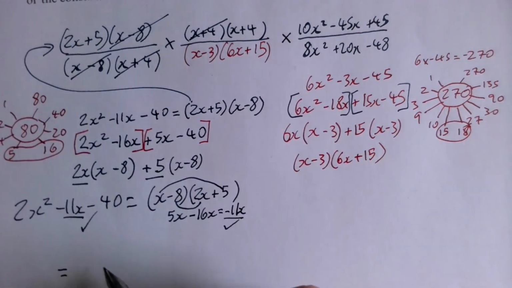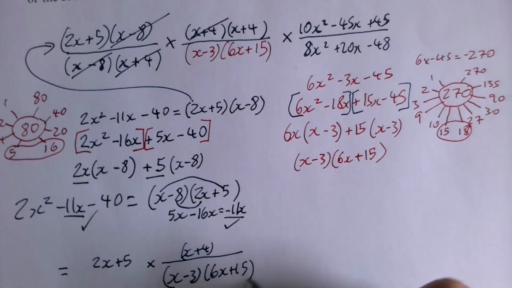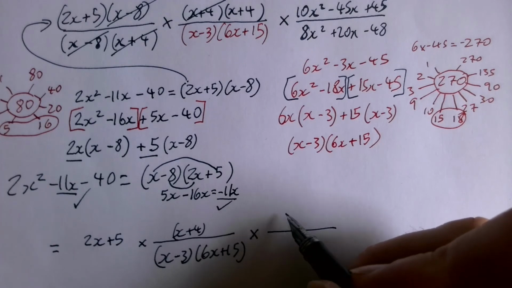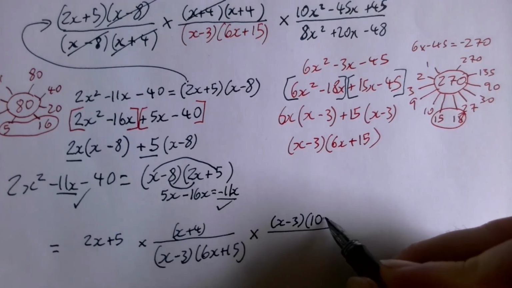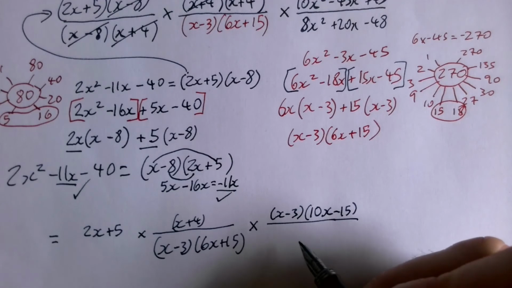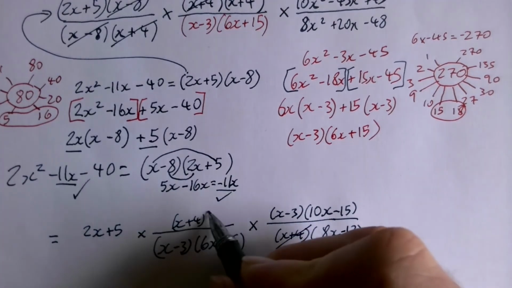So if I clean this all up a bit, I've just got 2x plus 5 for that one, and that's being multiplied by x plus 4 on the top there, x take 3, and 6x plus 15, and then you should have got, for 10x squared take 45x plus 45, x take 3 for one bracket or one factor, and the other 10x take 15, and the one underneath you should have x plus 4, which is nice, and 8x take 12.